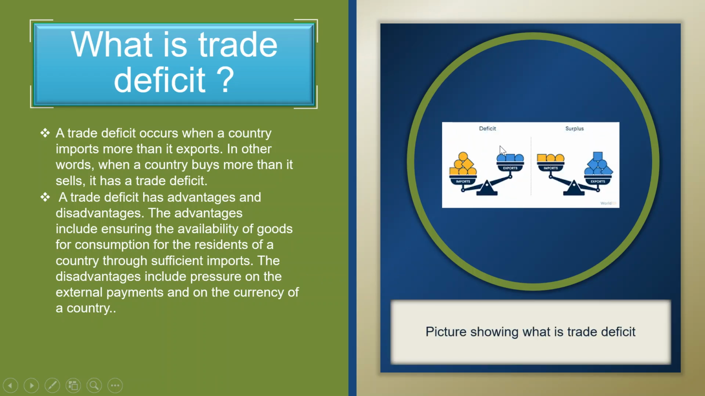This is trade deficit. So we can also learn what is surplus. For example, deficit is when imports are high and exports are low. But surplus is when exports are high and imports are low. This is what is trade deficit.